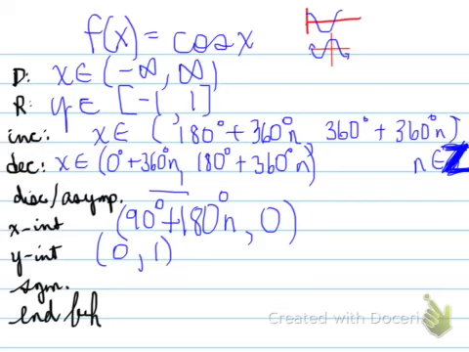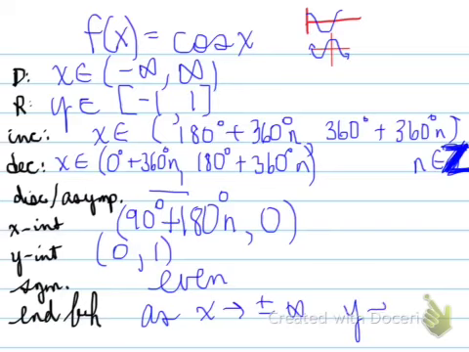Symmetry. A cosine function is even, folks. It has an even symmetry because if I reflect it horizontally, I'll end up with the same function. Finally, end behavior. As x approaches positive or negative infinity, the y value oscillates between plus or minus 1. Because as x approaches positive or negative infinity, it continues to oscillate between positive and negative 1.